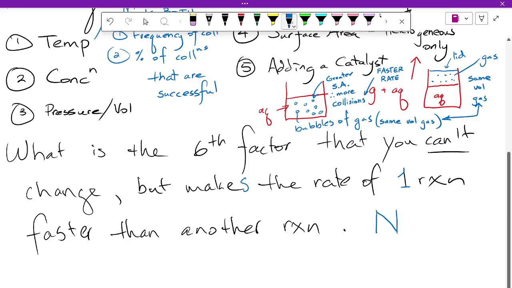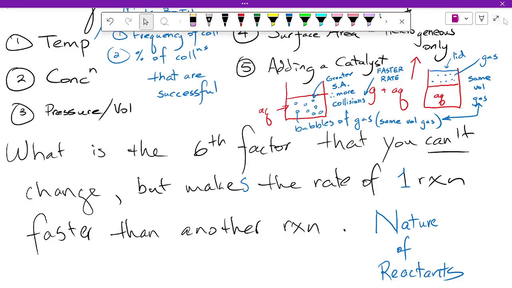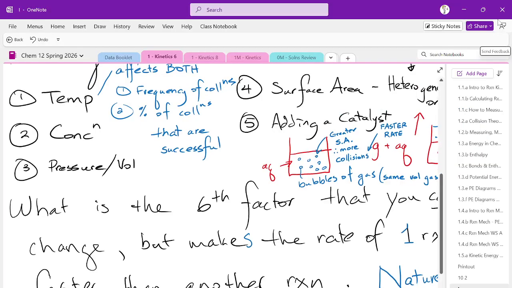And that's what we're going to talk about today. We'll also talk about catalysts. So catalysts and nature of reactants, we're going to get through that today, and then we'll be done almost section 1.2. And then we'll need a quiz on that, maybe on Friday.